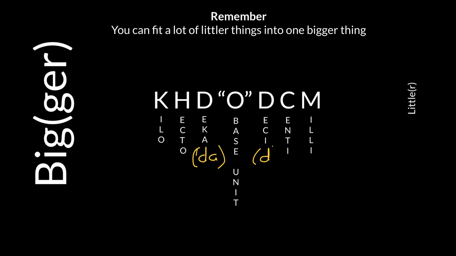And what we're going to need to do to help us on this is to remember that you can fit a lot of littler things into one bigger thing. All right? So for example, if I have a kilo and a hecto, which one's bigger? Kilo. Kilo's bigger because it's farther to the left. So you can fit a lot of little hectos into one big kilo. All right. So let's look at this.